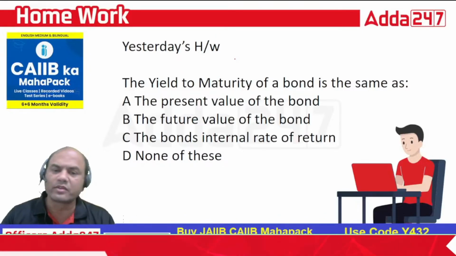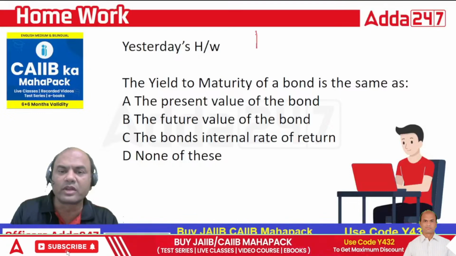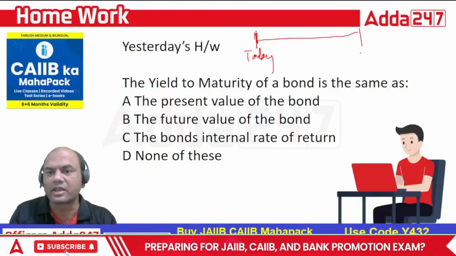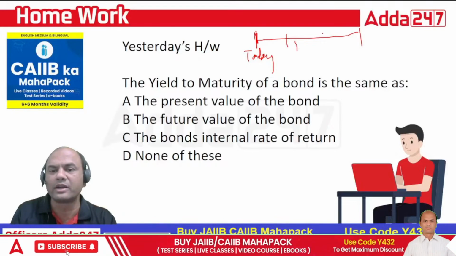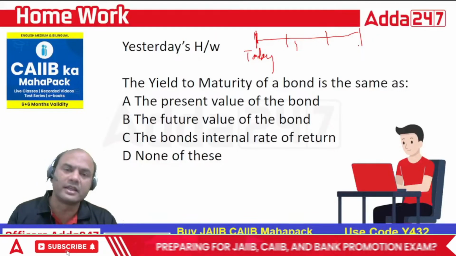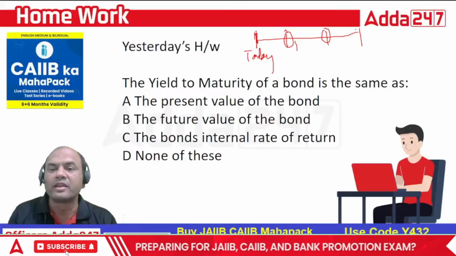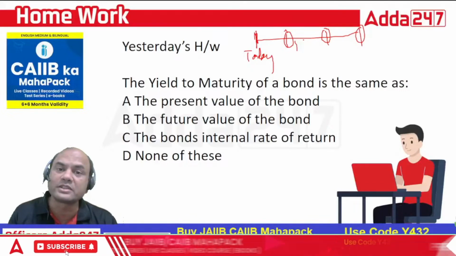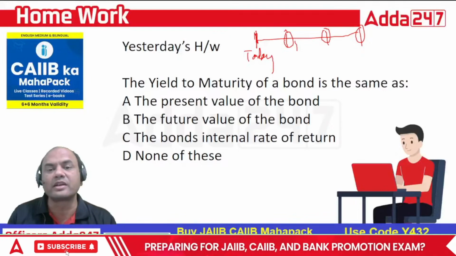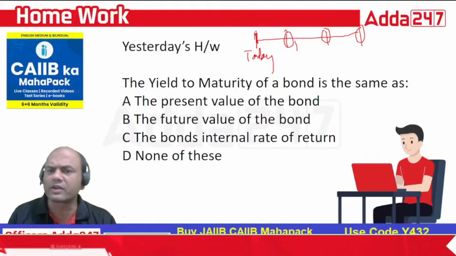YTM, yield to maturity, means if I buy the bond today and keep it up to the maturity of that bond, let's say for 3 years, 1, 2 and this is the third year. The yearly yield which I will be getting from this bond, when I take it on an annualized pattern, using the future value formula, totaling down, that is known as my total internal return, along with whatever I get at the end also.